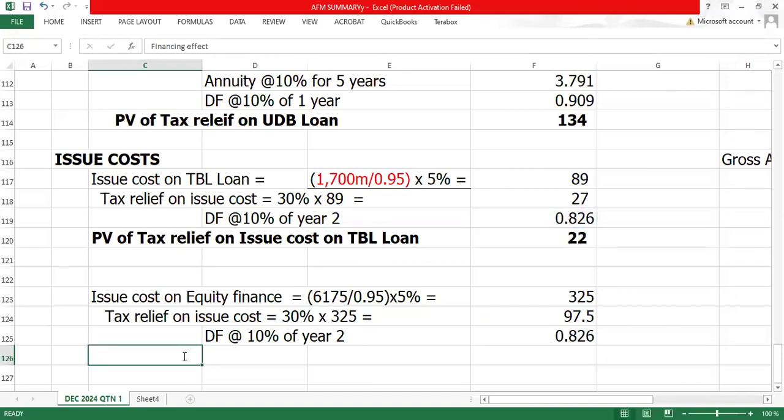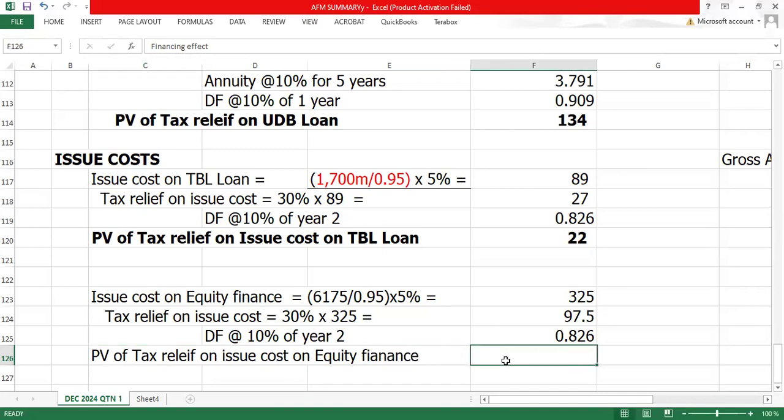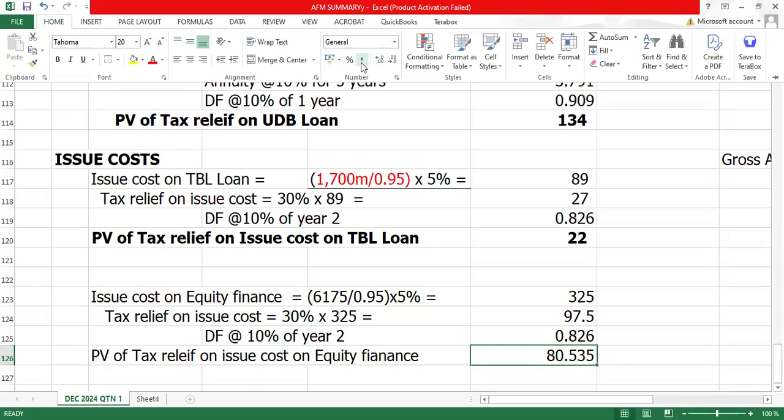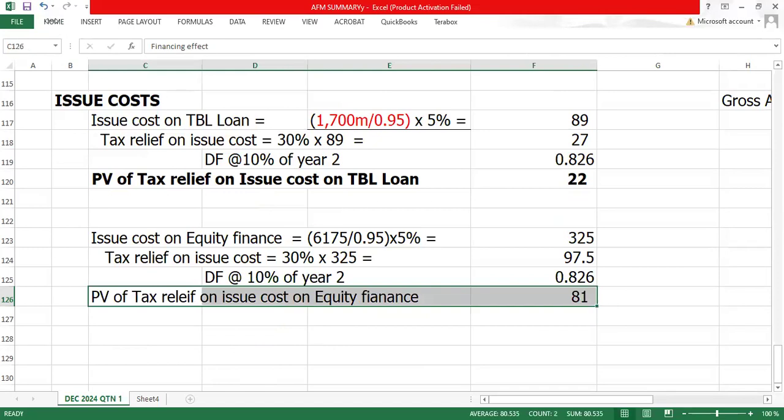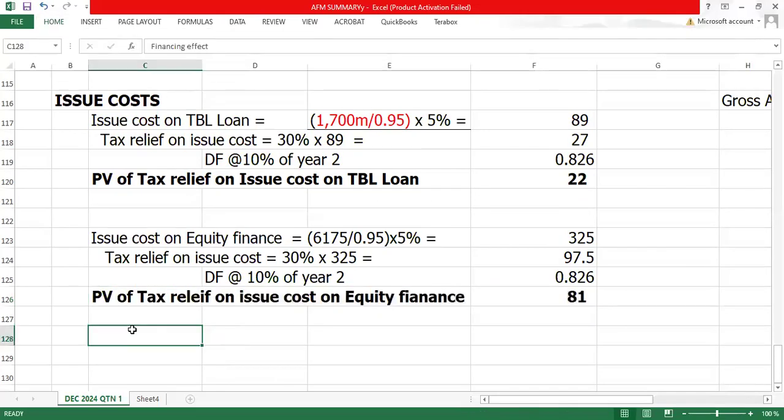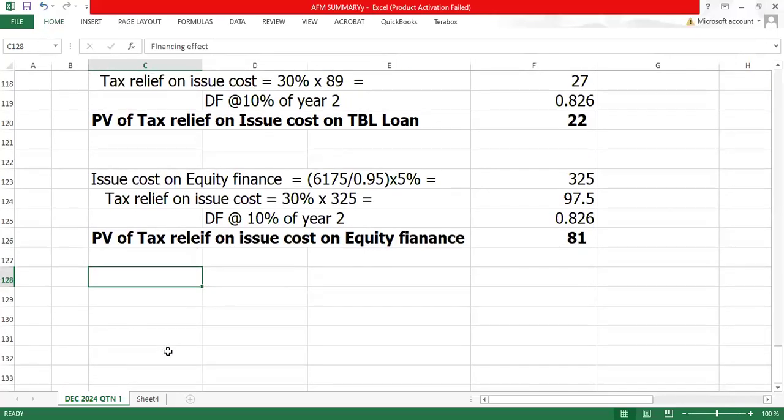So you get the PV of tax relief on issue cost. Issue cost on what? On equity finance. You multiply this times this. So if you round off to a whole number, you have it like that. And you're done, guys. You're done with issue cost.